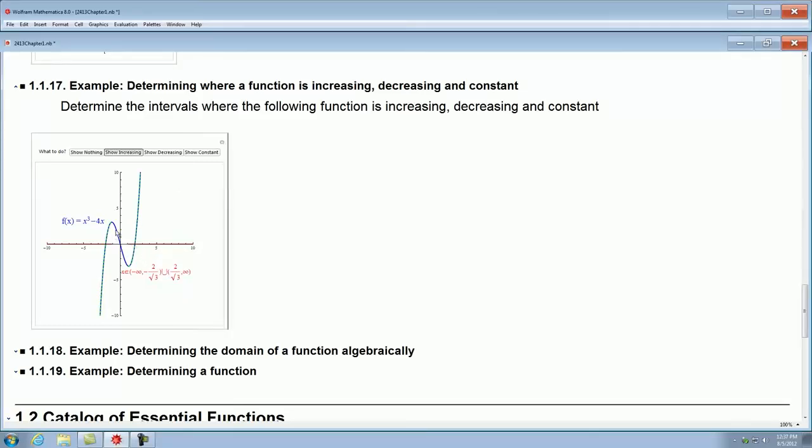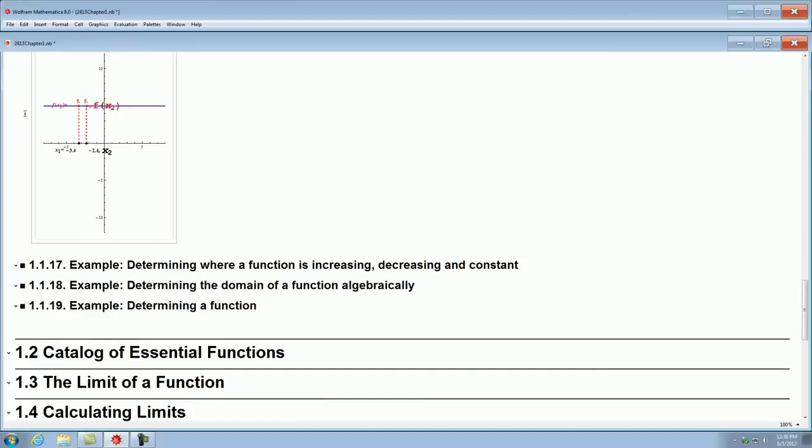Now, where's it decreasing? In here, right? So when I decrease, it's right in there. So my answer is the interval right in here. And again, that's going to be from that same negative 2 over root 3 all the way to 2 over root 3. So that's where my function is decreasing. And then constant, I don't ever have this function flatten out anywhere. So we use this symbol right here. It represents the empty set, which means there's no answer. So there's no place that this function is constant.